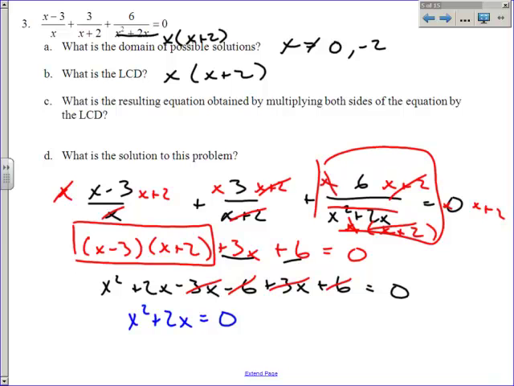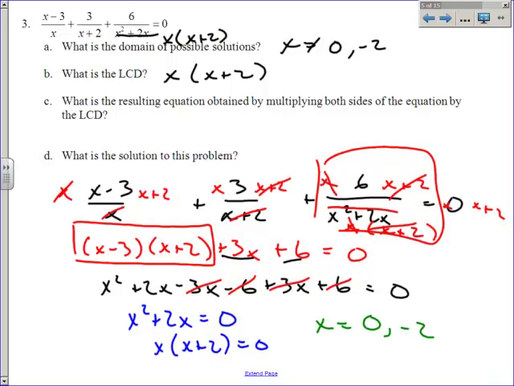So once again, I'm solving a quadratic. I see if I can factor. First thing I look for is a common factor. I have a common factor of x. x times x plus 2 is equal to 0. One of those factors has to be equal to 0. So either x is equal to 0 or x is equal to -2.